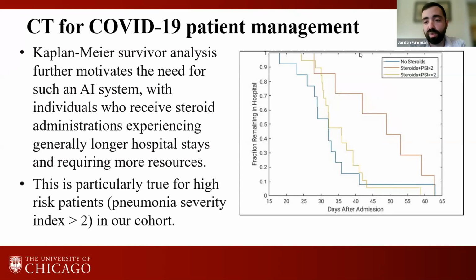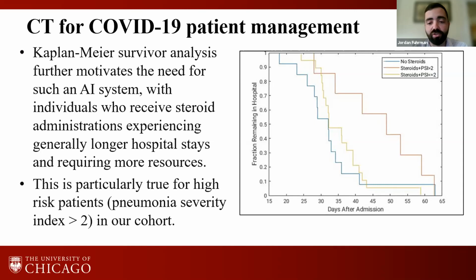We split our cohort into three populations. First, those patients who did not require corticosteroids during their course of treatment. Second, those patients who did receive steroids but were at a relatively lower risk according to the pneumonia severity index. And then those patients who did receive steroids and were at a relatively high risk according to the pneumonia severity index. So what we observed is what we expected to see, that those patients who required steroids did experience longer hospitalizations. And I want to be clear that that's because they were experiencing more severe disease stages, not because they were being treated with steroids.